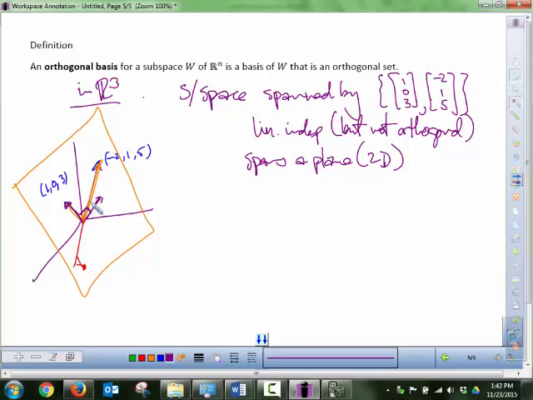Cross product? We don't do cross products in this class. Sorry. Cross product won't work either. But we don't do cross products in this class. What? Invert? How do you invert?